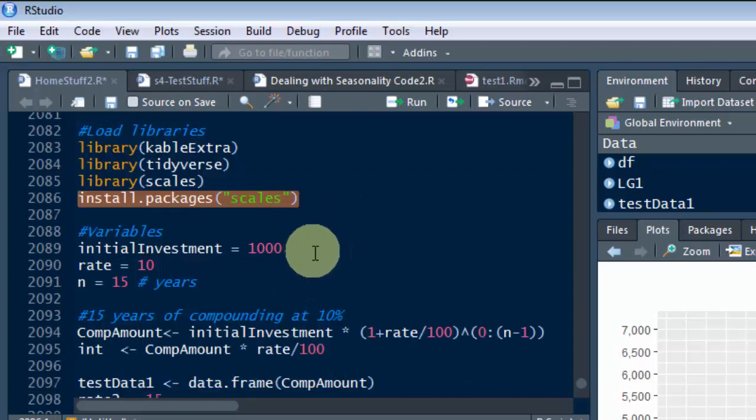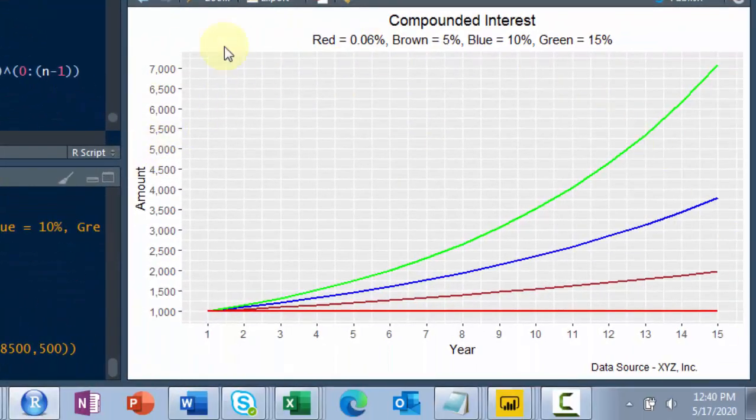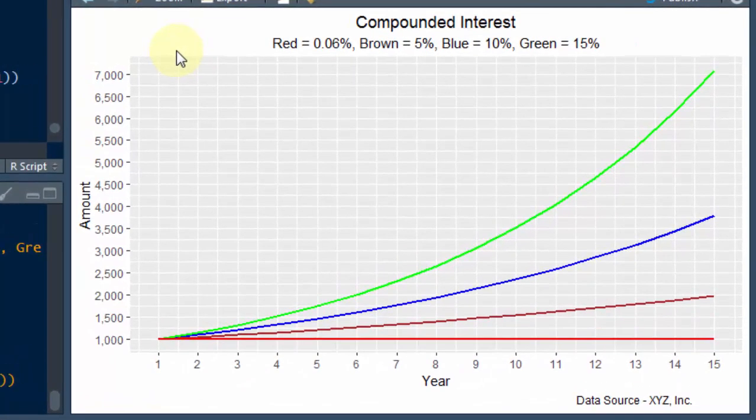Now, I already have them loaded in, and we're going to end up with this wonderful graph down here, which is going to compare four different compounded interest rates. The reason I want to do four of them is I want to show you 15%, 10%, 5%, and then, of course, what happens if you leave your money in a bank account. You have to have some emergency funds in there maybe, but you don't want to leave a lot of money there because they don't pay you very much at all.